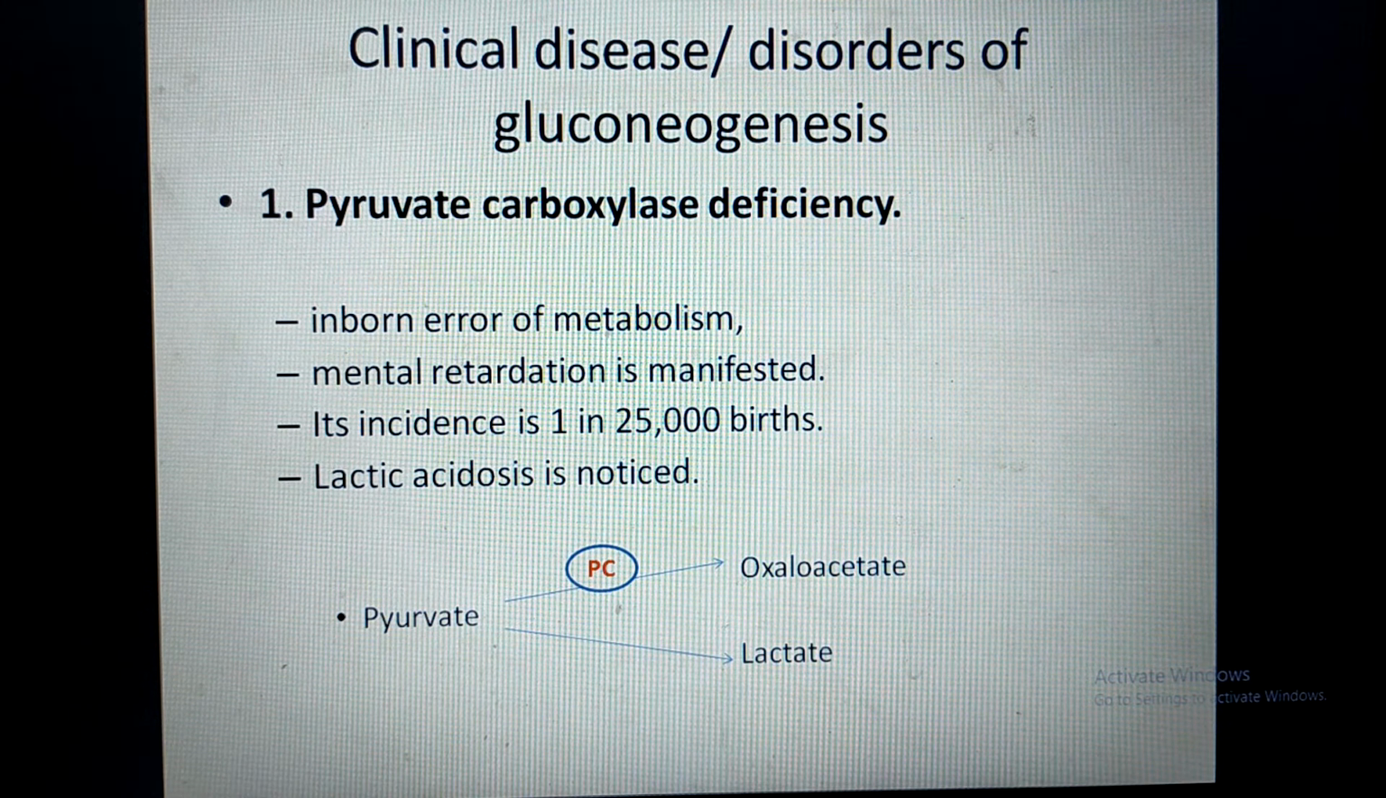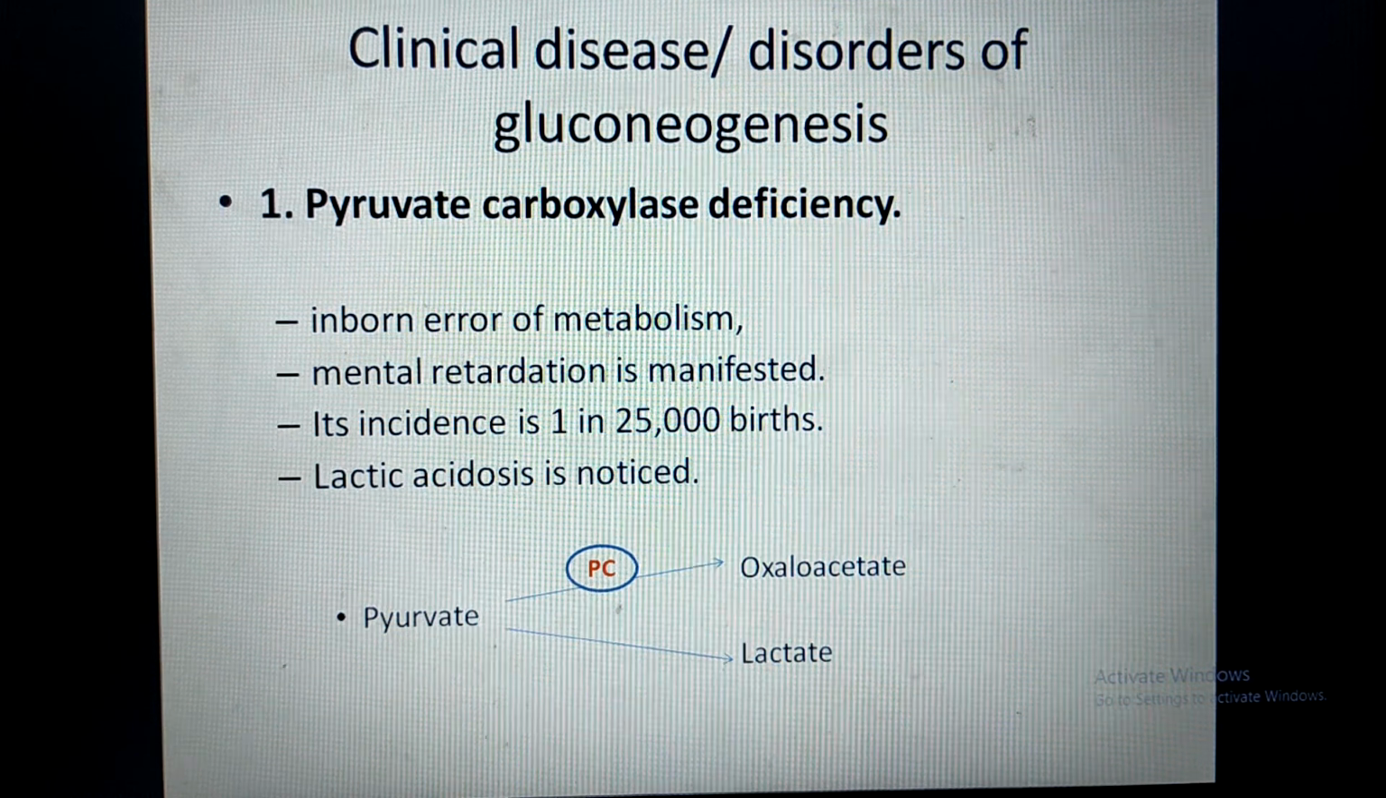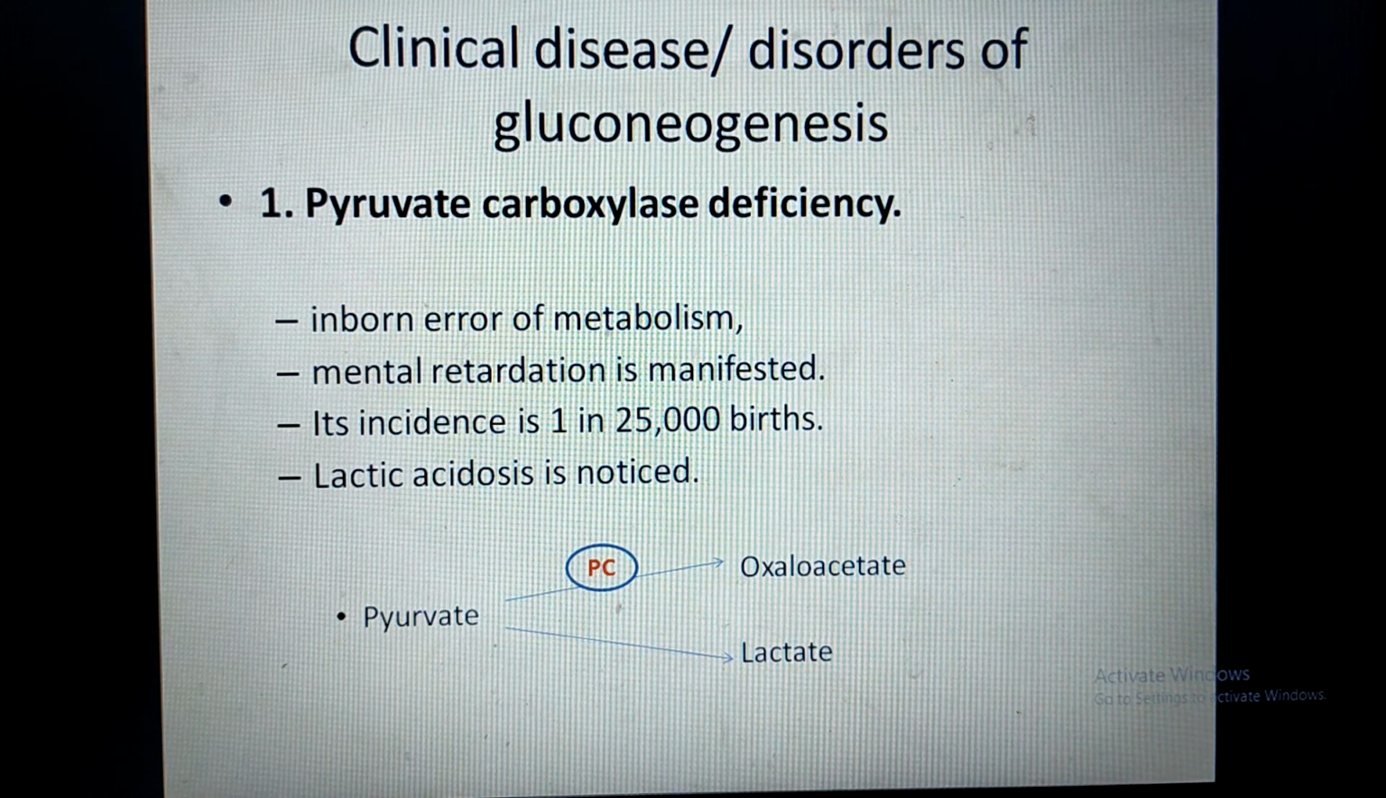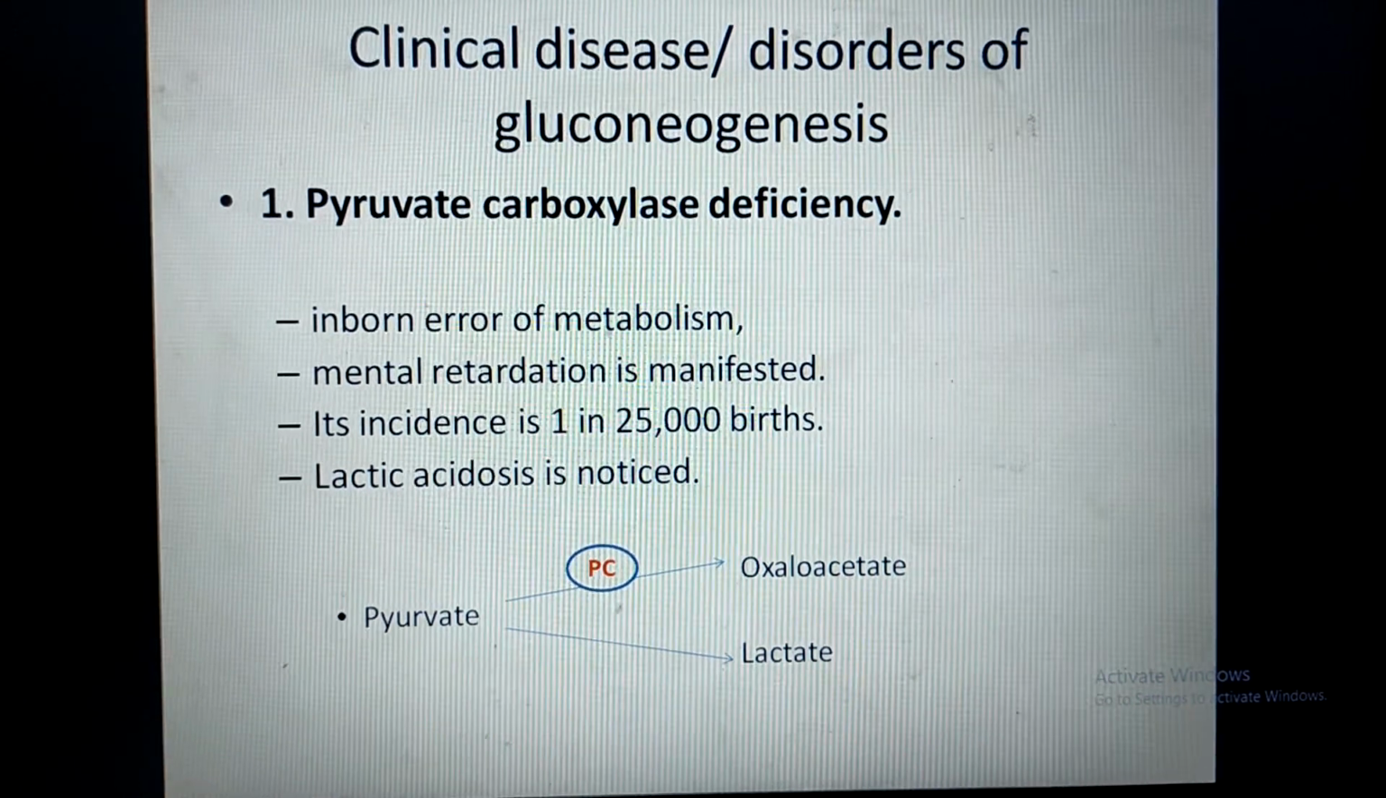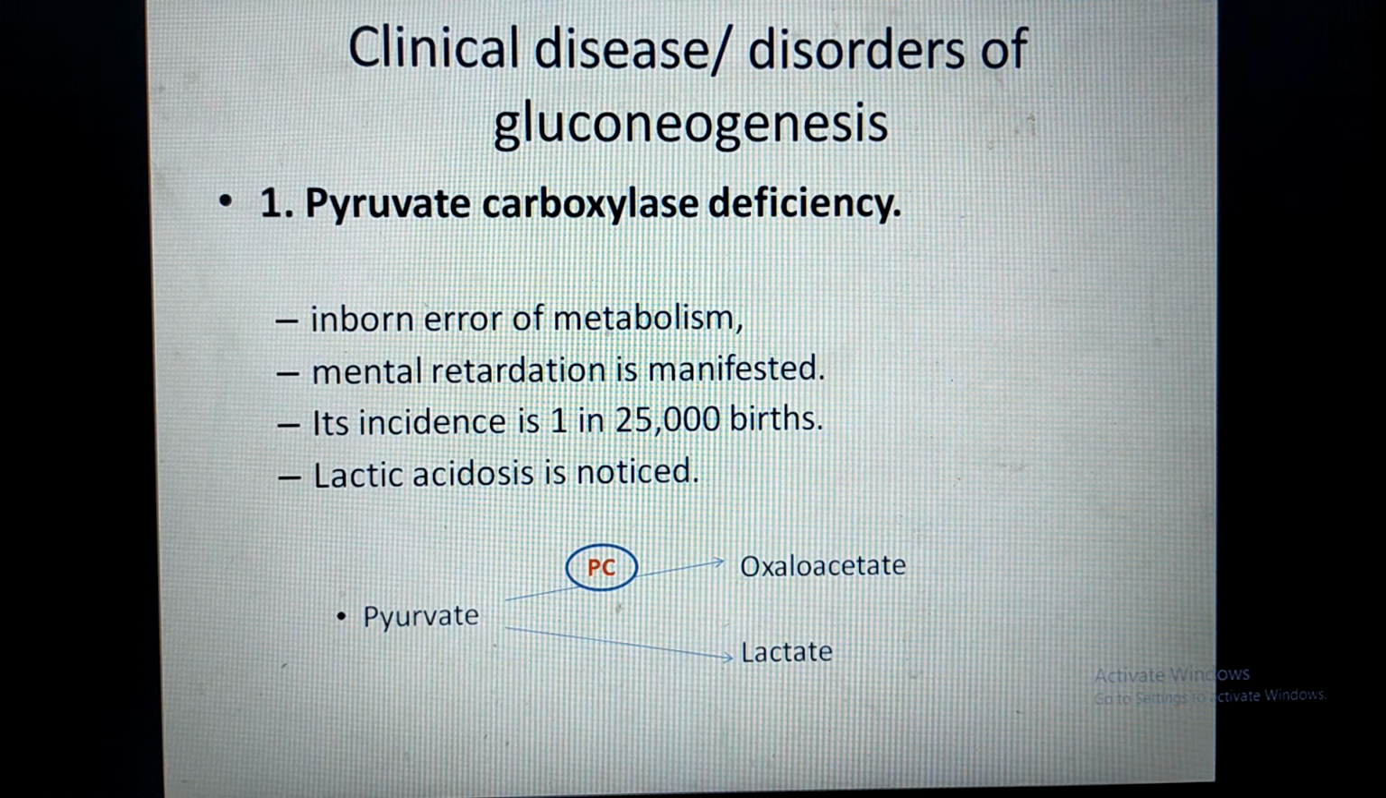In these patients, the process of gluconeogenesis is inhibited or taking place at a slow rate. Pyruvate gets accumulated, as it is not utilized for gluconeogenesis due to deficiency of the enzyme pyruvate carboxylase. The pyruvate gets converted into lactate, and that lactate deposits in the cell, leading to lactic acidosis. So this is pyruvate carboxylase deficiency.